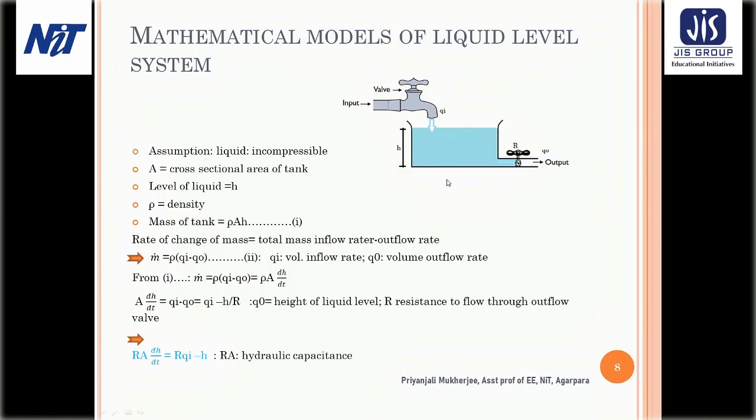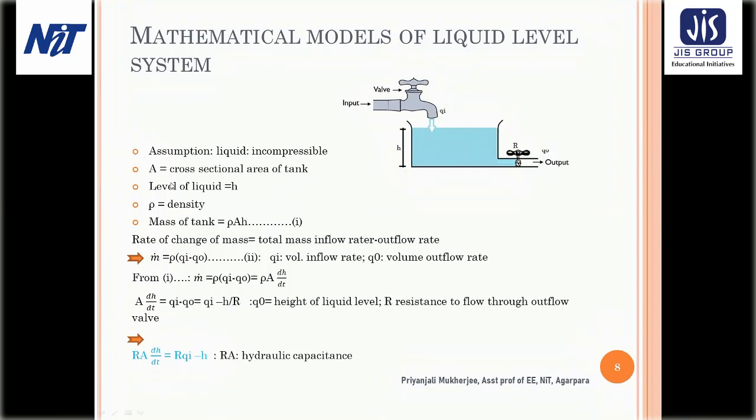So here we will assume that the liquid is incompressible. Basically, fluid can be divided into two categories: one is incompressible and another is compressible fluid. If the density of the fluid remains constant despite the change in pressure, then the fluid is known as incompressible. Otherwise, it is compressible. Practically, most fluids are compressible to some extent, but here we will assume that the liquid is incompressible.